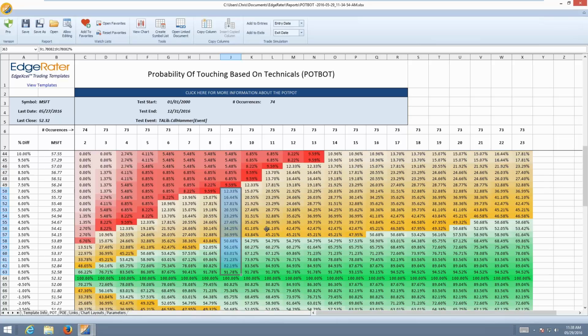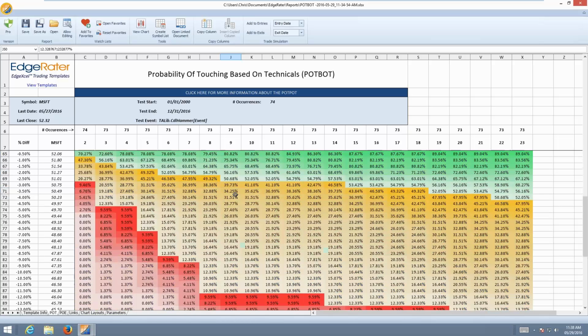Let's take a little closer look at this. We're at the 9-day column. I don't know why I chose that randomly, but in the 9-day column, you can see that plus 7% after a hammer happens 12.33% of the time. But minus 7%, which is just here, happens 20% of the time. And minus 10.5% happens 12.33% of the time. And we're talking about 73 occurrences here.